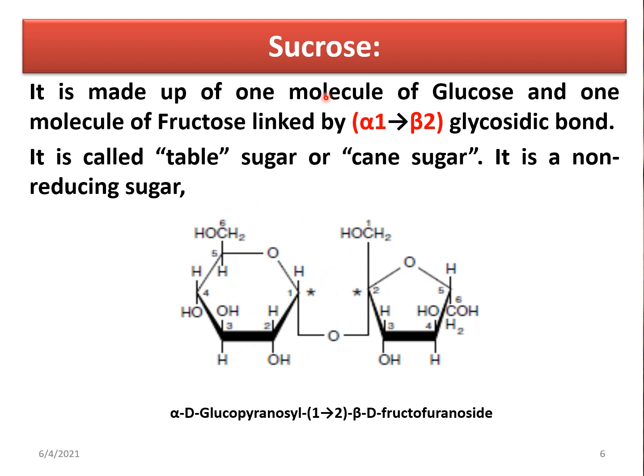Sucrose is also called table sugar or cane sugar. It is non-reducing because it contains no free carbonyl group, and it is written as alpha D glucopyranosyl 1 to 2 beta D fructofuranoside.